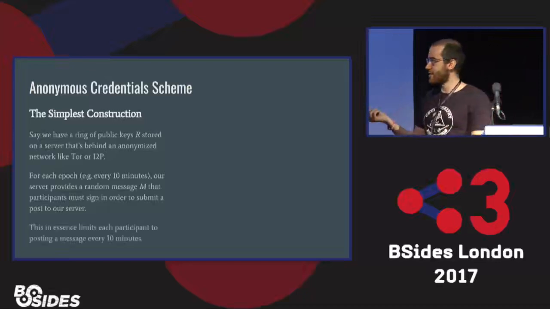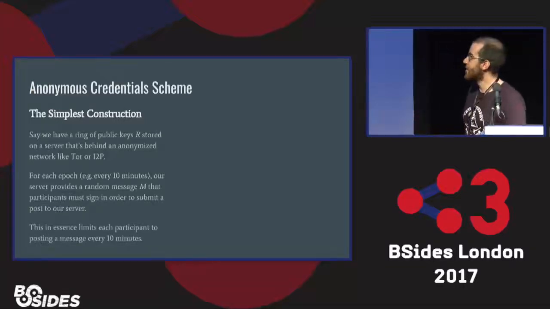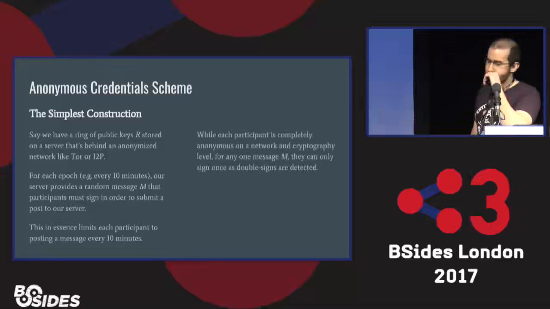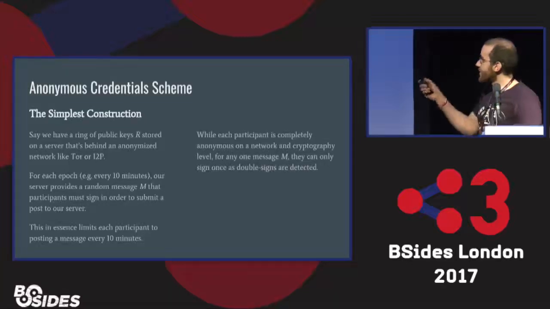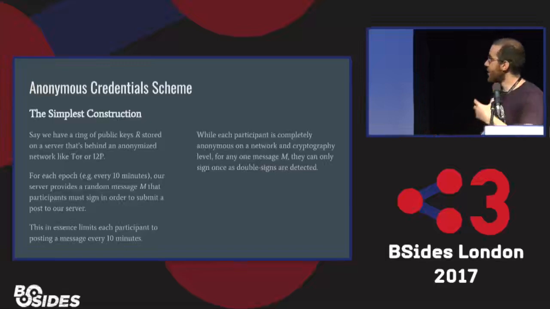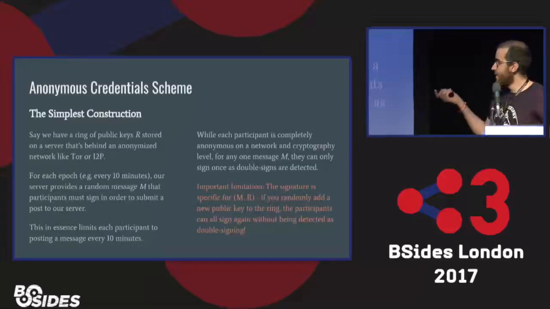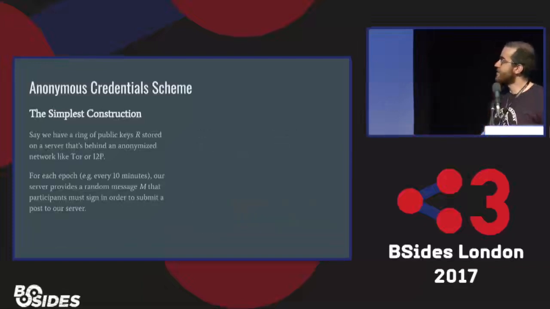So this in essence limits each participant in an anonymous manner to posting a message every 10 minutes. While each participant is completely anonymous on a cryptography and networking level, for any one message M, they can only sign once, as double signs are detected. The important limitation here is that the signature is specific to the message and the ring computation.